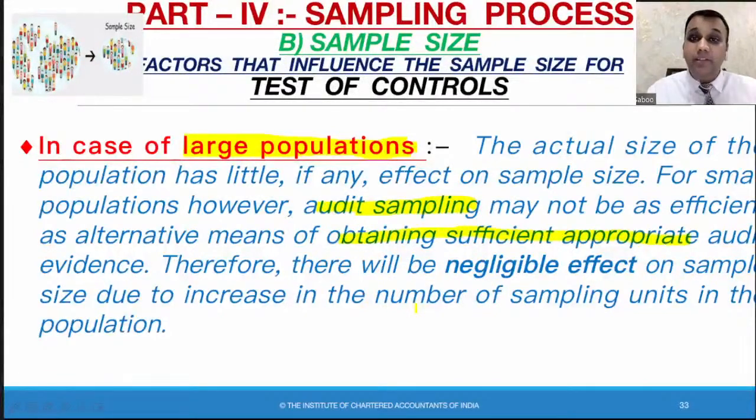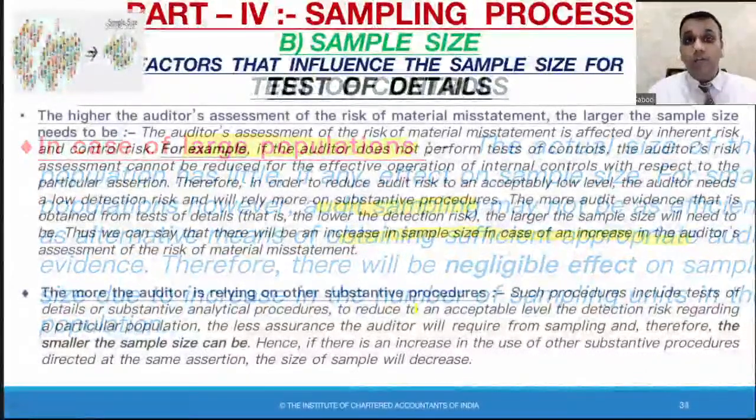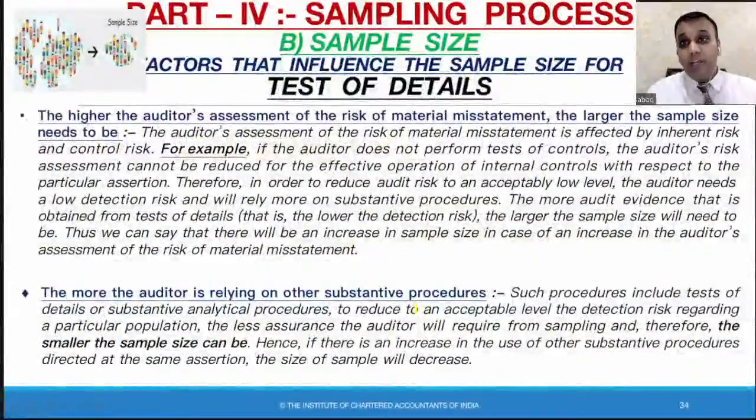Now the other part is test of details. What factors influence the sample size for test of details? So now we have moved from controls to the data, to the account balances, to the transactions.